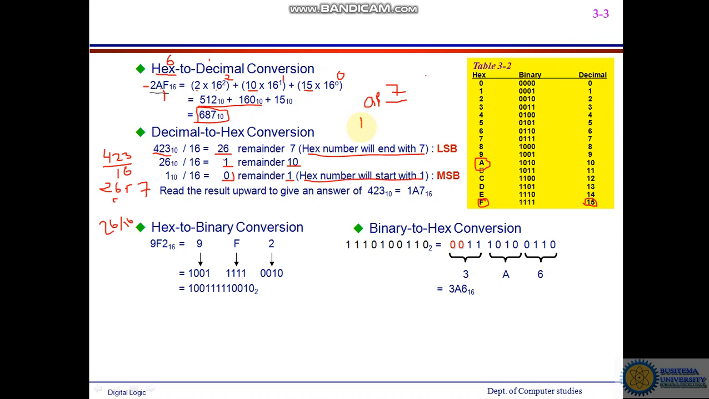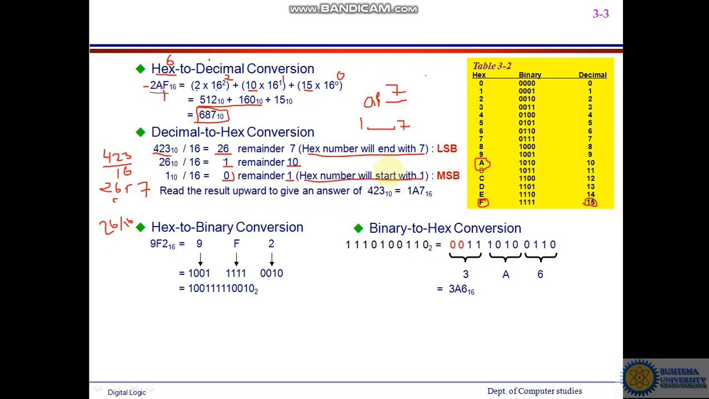That means you're going to have something like 1, because this is what we have got here. 1, then some numbers here, and then 7. Okay, because 7 is what we got in the first division, and then 1 is what we got in the last division. Alright, so let us read the results upwards as usual.